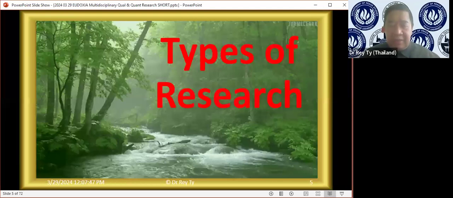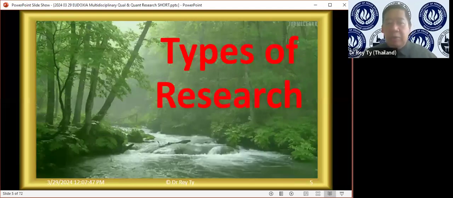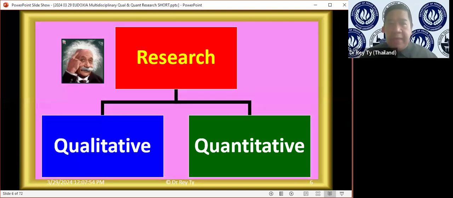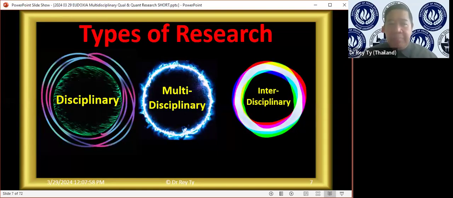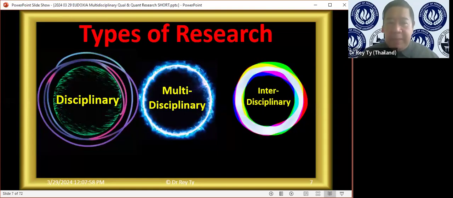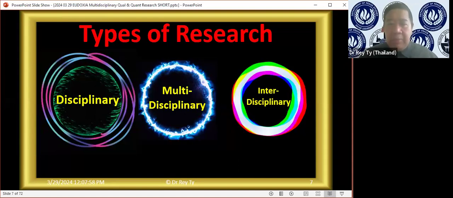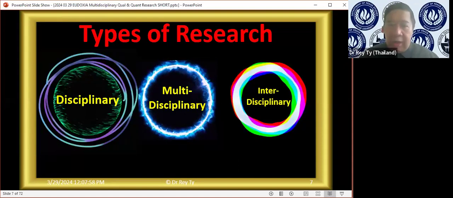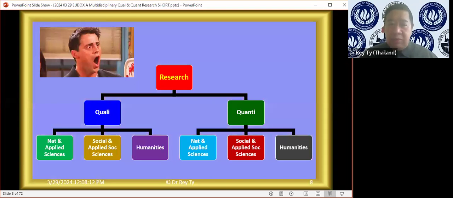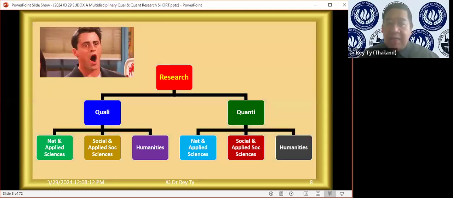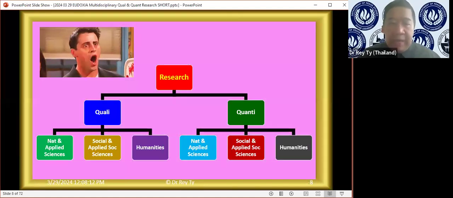And just a briefer, everyone knows that there are two major types of research, qualitative and quantitative. And also in terms of disciplines, we have the distinction between disciplinary, multidisciplinary, and interdisciplinary, all of which are a little bit different from one another. And we can divide the topics into qualitative and quantitative, and each of which will also be dealt with in the natural and applied sciences, the social and applied social sciences, and in the humanities.